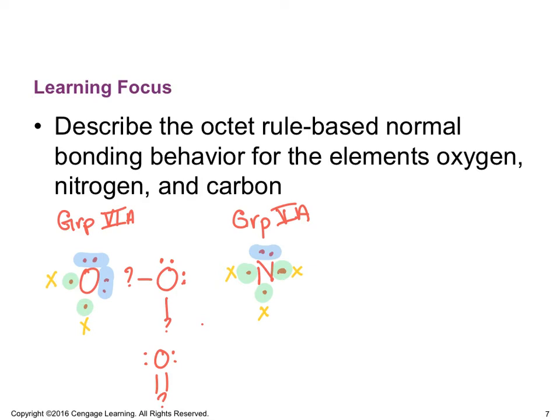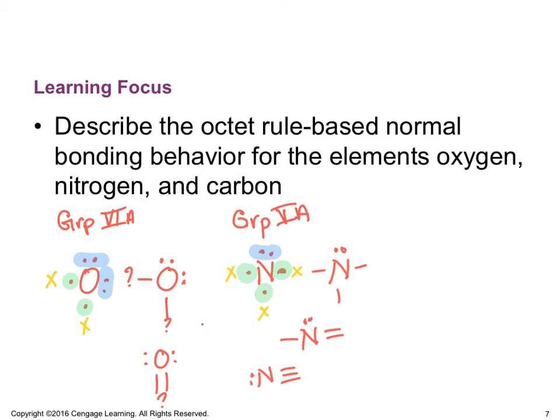So what nitrogen's normal bonding pattern looks like is 1 lone pair and 3 bonds. There's more combinations here. We could have 3 single bonds, like you see. We could have a double and a single, or we could have a triple bond. So nitrogen could do any of those. But again, it's 1 lone pair and 3 total bonds.